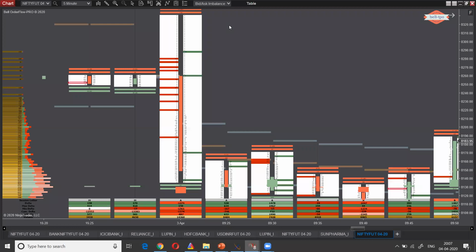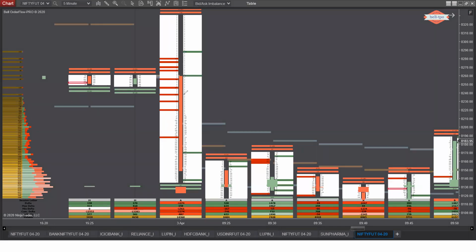For people who are very new to order flow, this is a kind of laddering style, on a 5-minute chart. You can see the time, 5-minute bars, over here. Inside the candlestick, you can see the buyers and sellers on both sides: buyers on the left-hand side and sellers on the right-hand side.